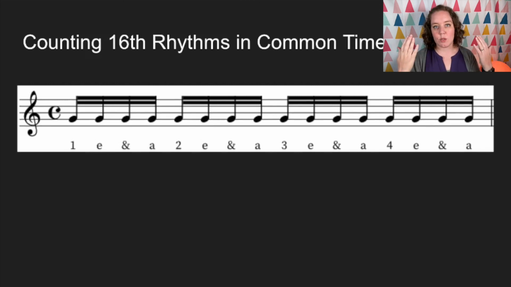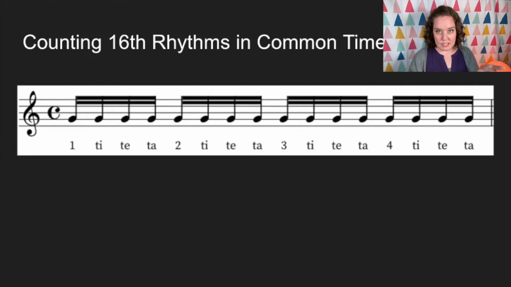So if it was just eighth notes, it would be 1 and 2 and, or 1 te, 2 te. But because we have those little bitty 16th notes in between, it's 1 E and a, 2 E and a, 3 E and a, 4 E and a, or 1 T-teta, 2 T-teta, 3 T-teta, 4 T-teta. So that's kind of where all the 16th notes land.